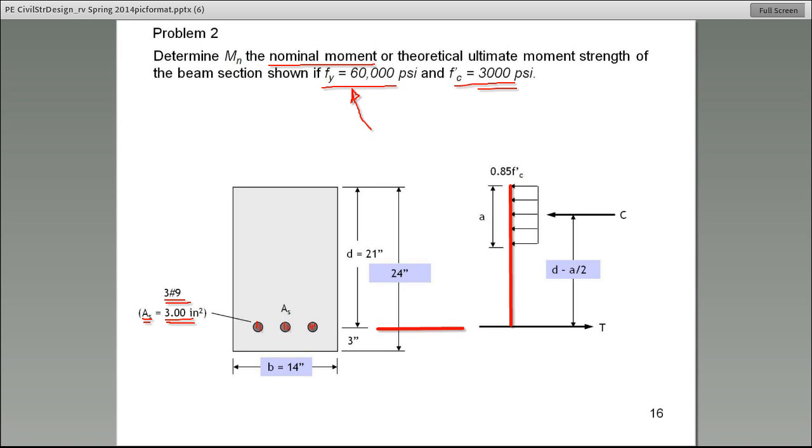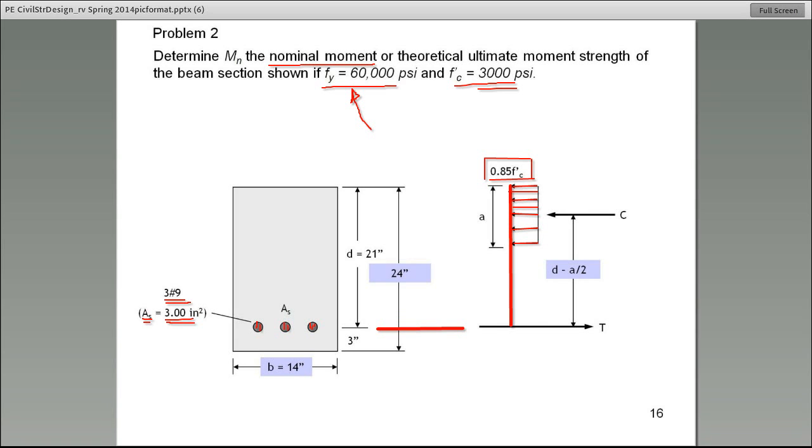The next thing you need to do is to draw these arrows here. That is on the compression side, all right? That's on the compression side. And those are stresses. And that stress always is equal to 0.85 times F prime C. So this is always what I want you to do, the first thing that you do. You draw that thick red line, stop at the center line of where the steel is located. The next thing I want you to do is draw these stresses here, all right?